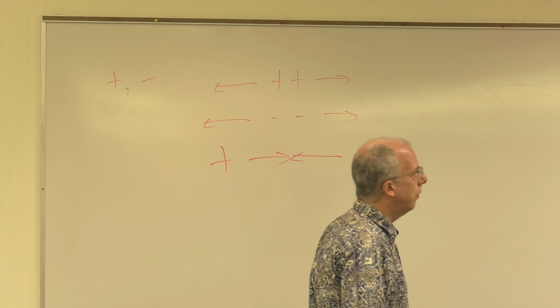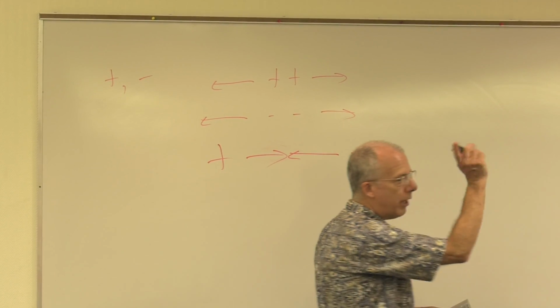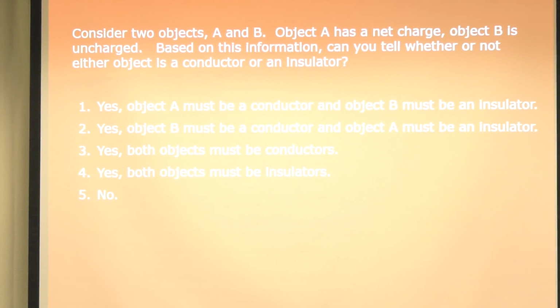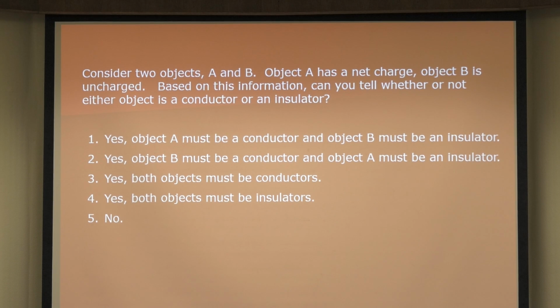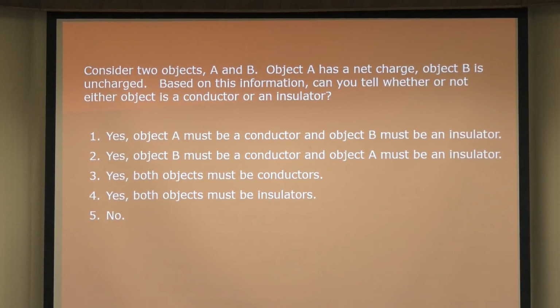So here's a question for you. So read it and then pause your video and figure it out. Okay, consider two objects, A and B. Object A is charged, object B is not charged. Can you tell whether or not each object is a conductor or an insulator? No! You can't, all right? Both insulators and conductors can be charged.